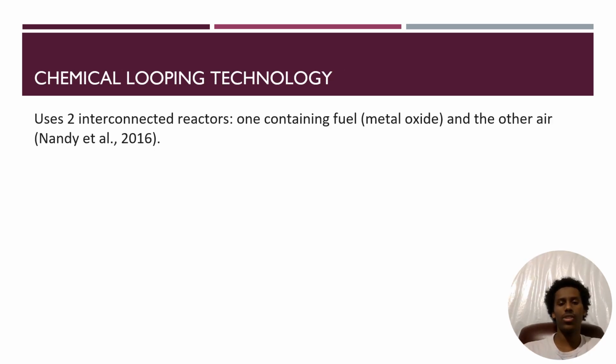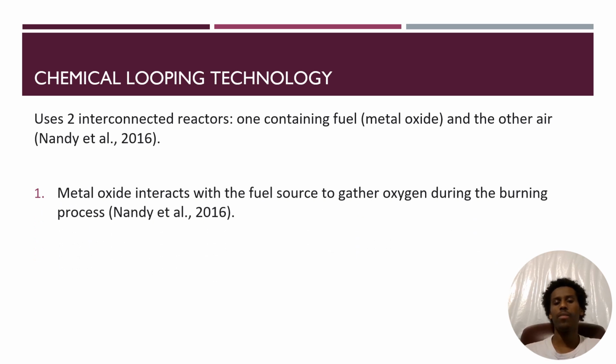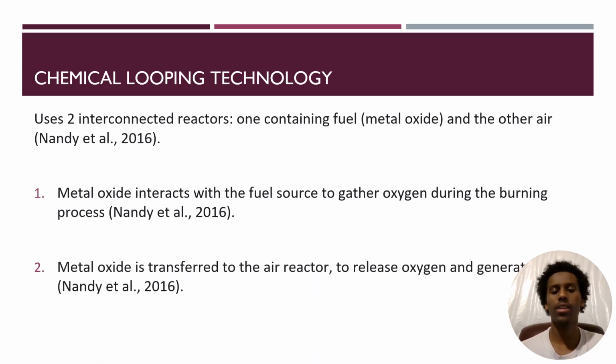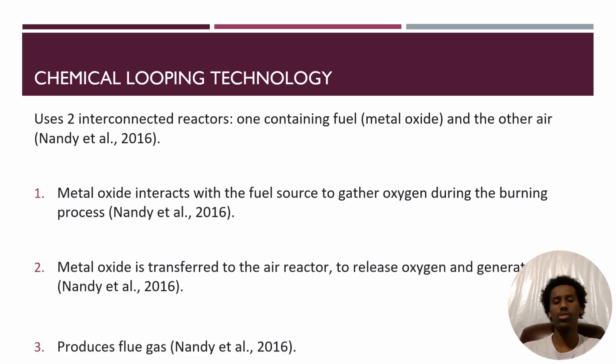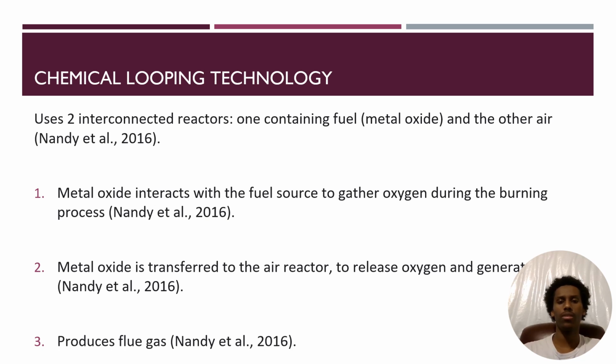Chemical looping technology. This uses two interconnected reactors, one containing fuel, the other containing air. The metal oxide interacts with the fuel source to gather oxygen during the burning process. Then, the metal oxide is transferred to the air reactor to release oxygen and finally produce fuel.